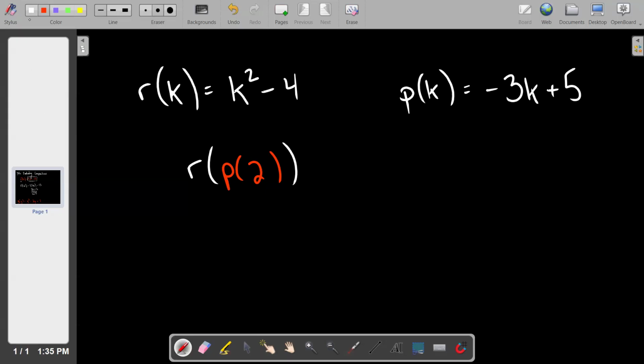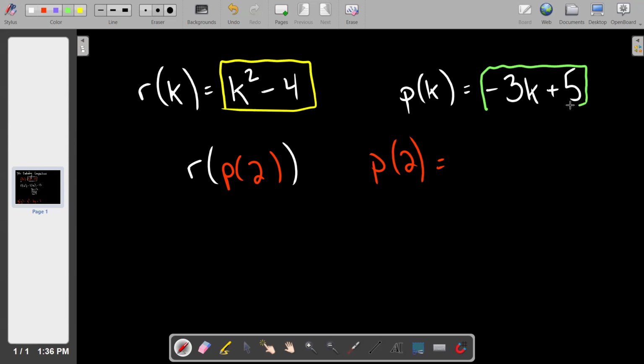It's time for a red math problem, and his name is P of 2. So I'm going to feed 2 into a function. Am I going to use yellow box or am I going to use green box? Why green? Because the function that I'm being asked to use is P, and P is over here. He's like, don't use my buddy, I'm P.